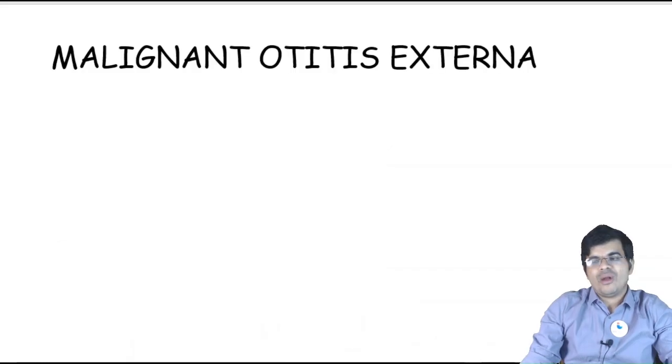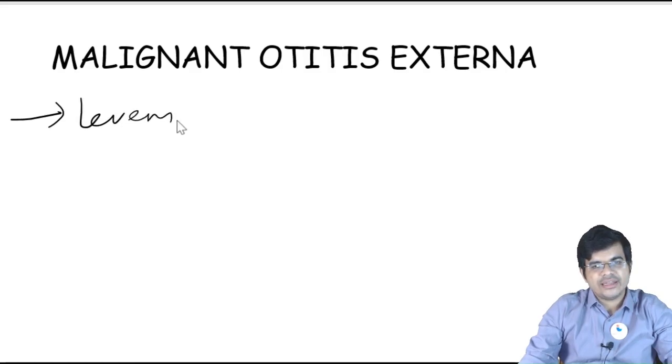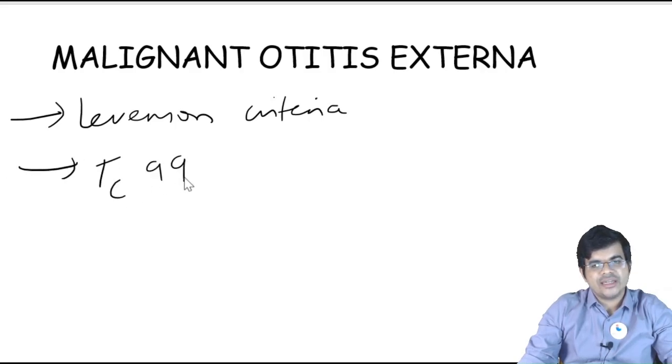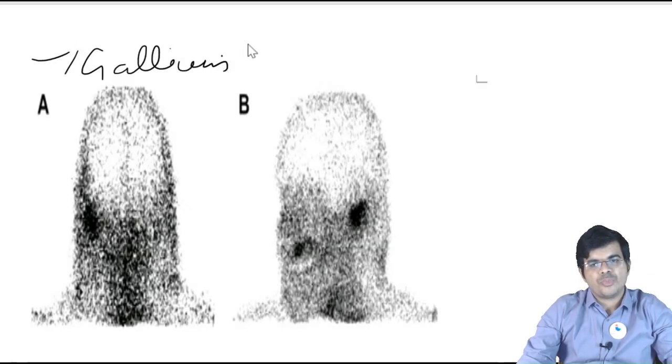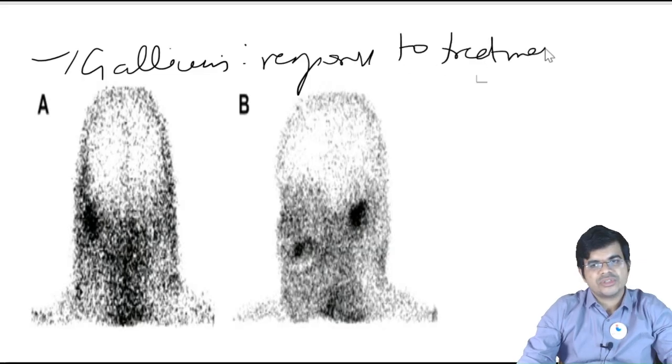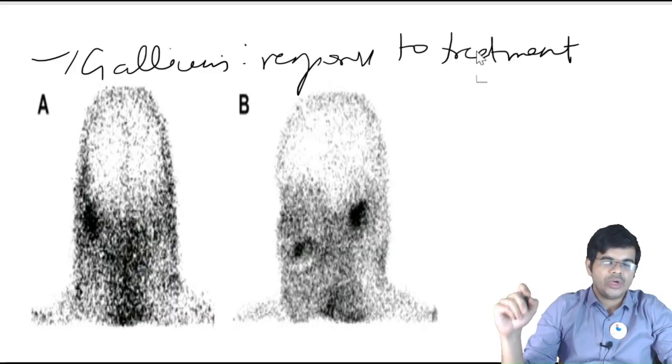So what have we learned about malignant otitis externa? We learned about the Levinson criteria which is needed for diagnosing the condition, and we learned that the imaging requires technetium scan, and for assessing the prognosis of the disease you have to do another scan. And what is that known as? It is the gallium scan. That is to assess the response to treatment. Response to treatment can be checked using a gallium scan. But the problem is this gallium scan is also not available anywhere.